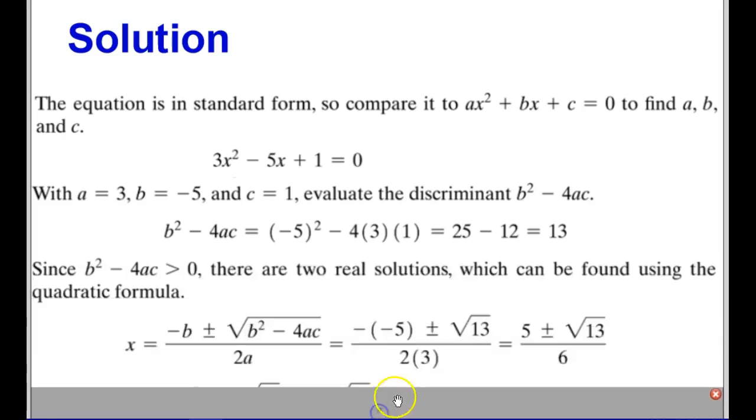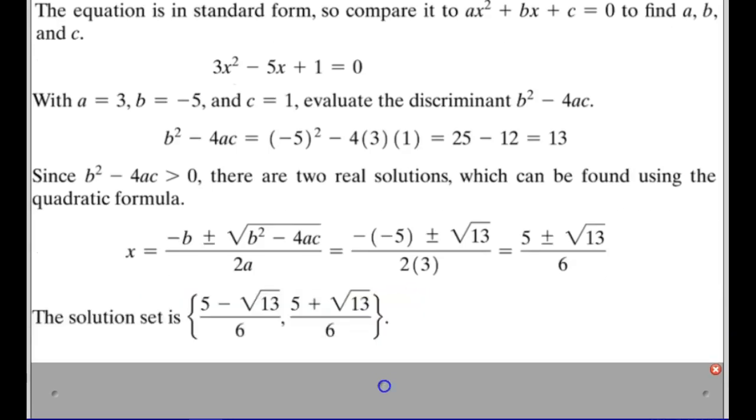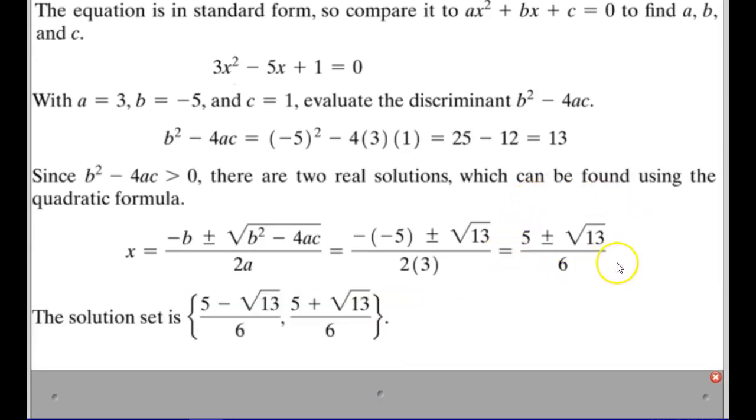So now I just plug in my numbers into the quadratic formula, and then I simplify and solve. Once I reach this point, since I don't know the square root of 13, I just leave it alone. I do not give myself decimal answers. I leave these as exact as I can. So these are my two solutions, right? Because I have 5 plus the square root of 13 divided by 6, and then I have 5 minus the square root of 13 divided by 6. So those are our two solution sets.